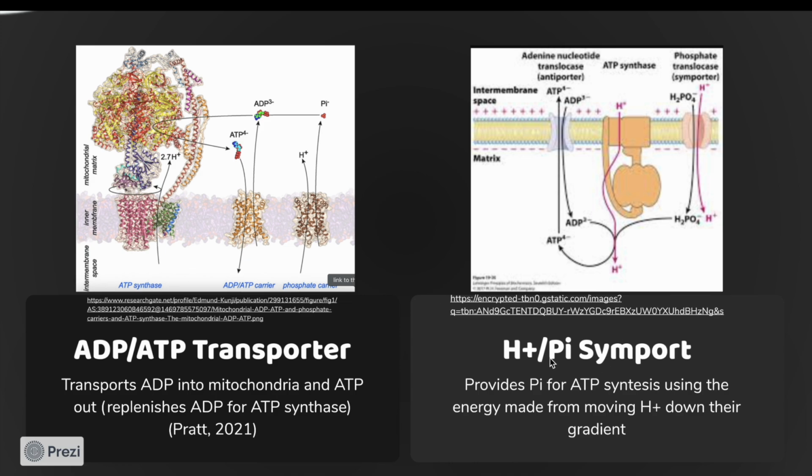Which brings us to the hydrogen phosphate symport. So this is what's providing that phosphate for ATP synthesis, and it's basically, if you remember, throughout this whole process, all these complexes are pumping hydrogen into the intermembrane space in order to create this gradient so that ATP synthase can use that gradient, that proton motive force, to spin itself and to combine ADP and phosphate. So this symport takes advantage of that, and it uses that gradient to push hydrogen in, and using that energy, it also can push phosphate in. And this is just saying the same thing essentially.